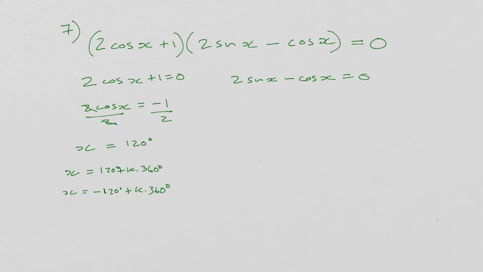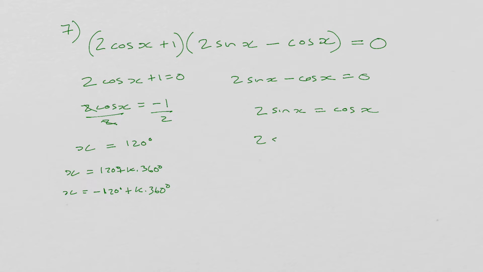For the other one, you've got 2 sine x minus cosine x, which is the same thing as saying 2 sine x is equal to cosine x. Now, you could go and change cosine x to sine x, but we wouldn't do that here, because if I did, if I've got 2 of something, it equals 1 of something. I mean, let's pretend I do that.